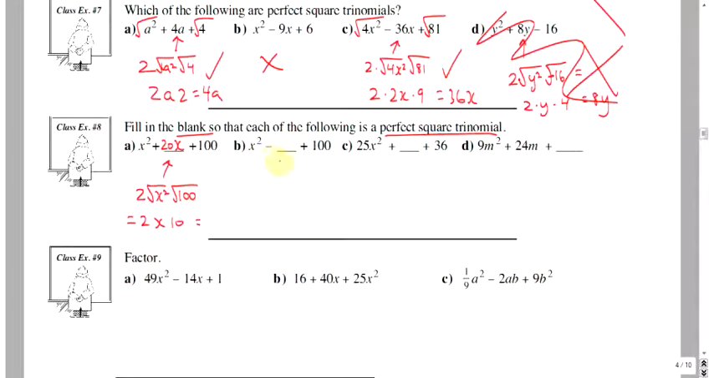Let's make this a perfect square trinomial. This needs to be 2 times the square root of x squared times the square root of 100. Hey, didn't I just do this one? That's 20x. What's the difference here? There's a minus sign. Okay? That one will work.